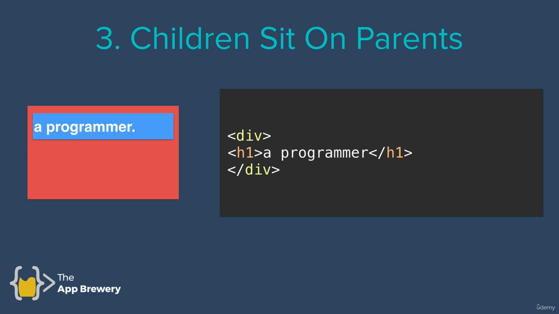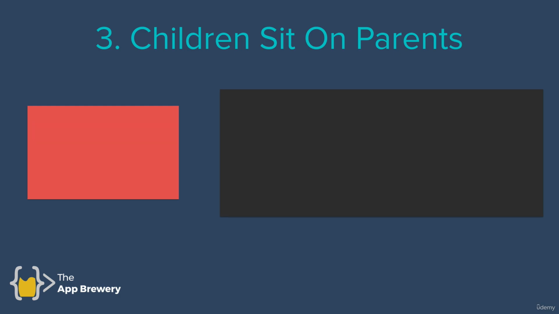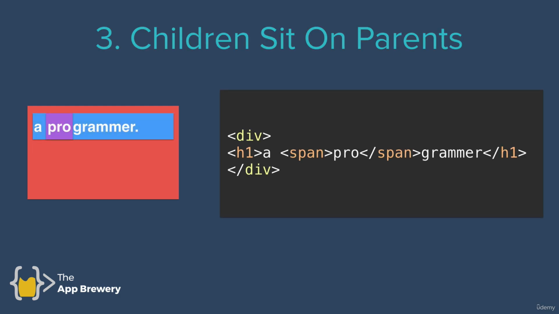Because if in this case the div was in front of the H1, then we wouldn't see the H1 at all. So by default, all HTML elements that are children, they will sit on top of the parent element. So if we modify this code even further and we add a span nested inside that H1, then the word inside the span is going to be on top of the H1.